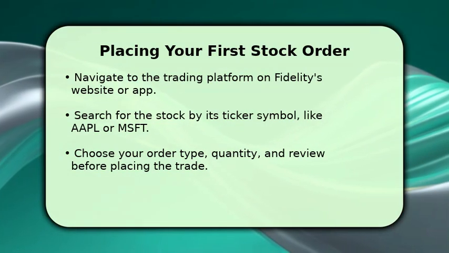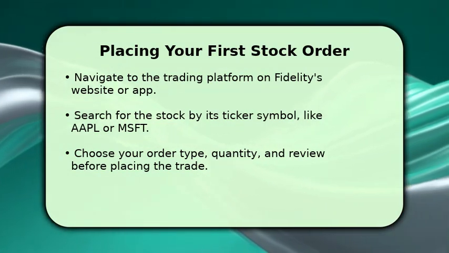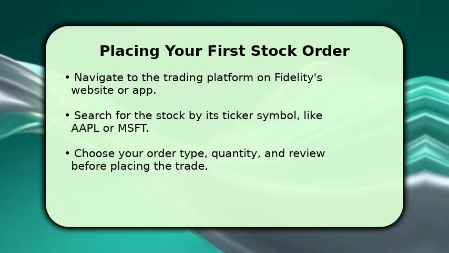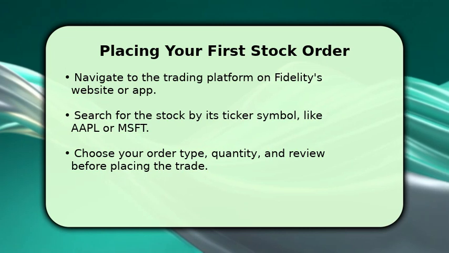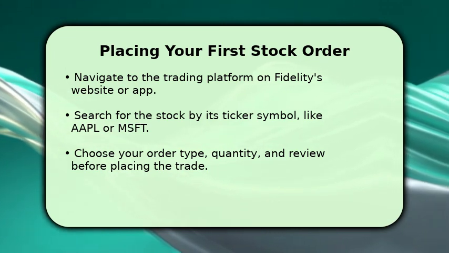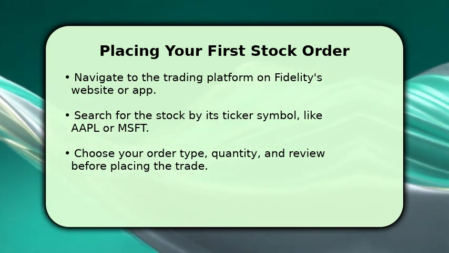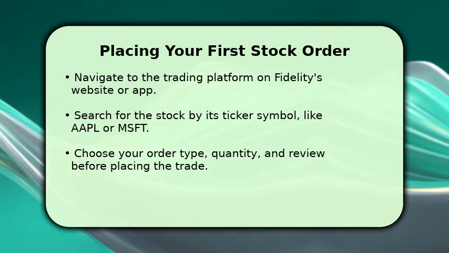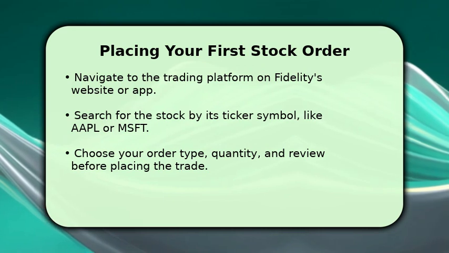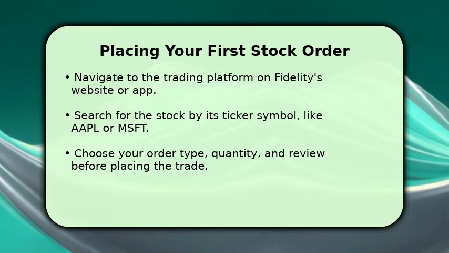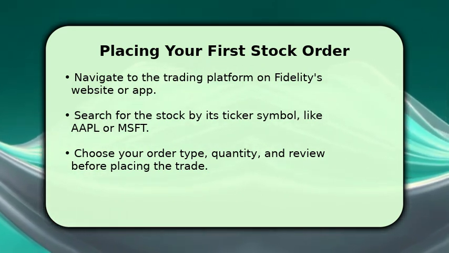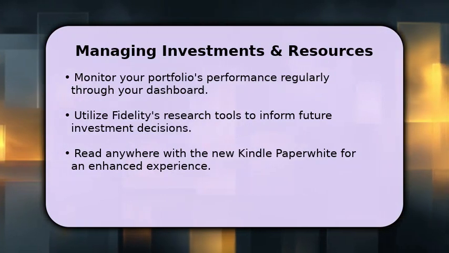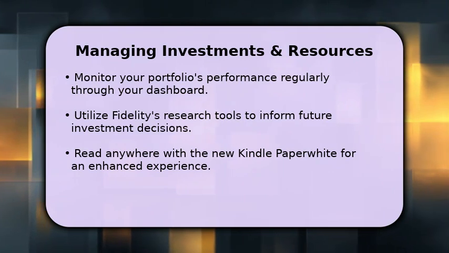Now for the exciting part, placing your first stock order. Log into your Fidelity account and navigate to the trading section. You'll search for the company you want to invest in using its ticker symbol. Decide on your order type, such as a market order for immediate execution or a limit order to buy at a specific price. Enter the number of shares you wish to purchase, review all details carefully, and then submit your trade. It's that simple.